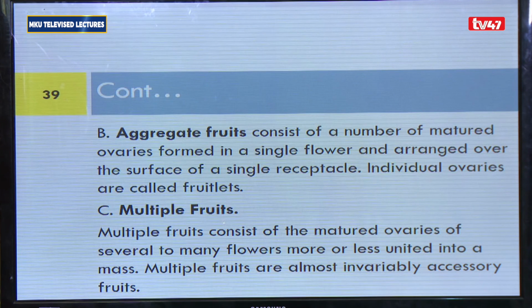And then thirdly, we have got the multiple fruits. Now, a multiple fruit is where we have multiple ovaries in multiple associated flowers that are more or less united in a mass, and they give rise to a fruit. So this fruit arising from an association of multiple ovaries in multiple flowers is a multiple fruit. And that's as much as we shall look at as far as the fruits are concerned.